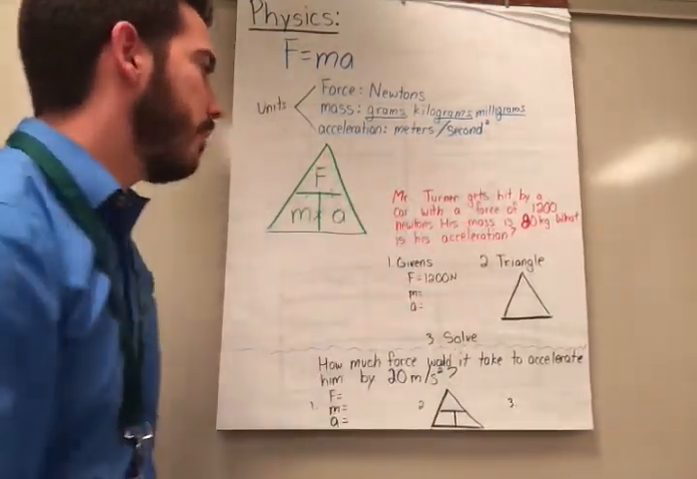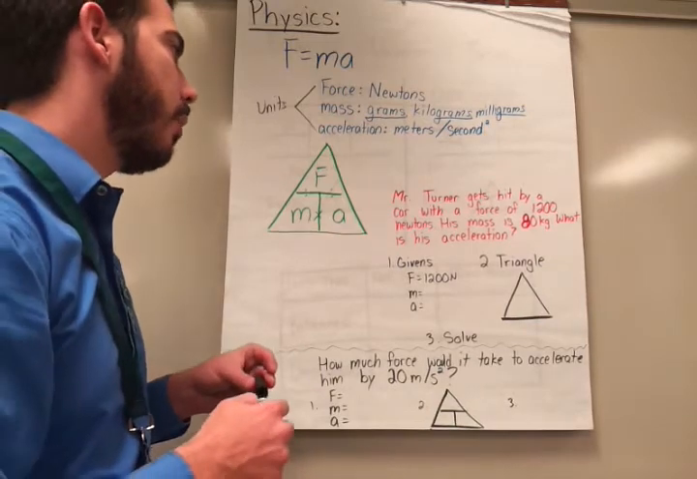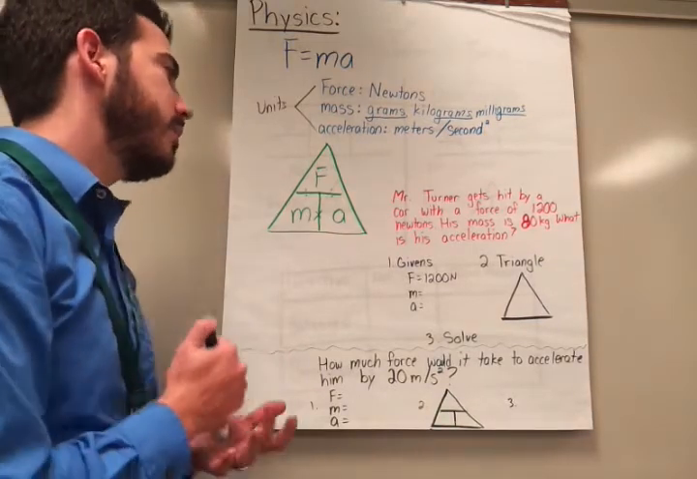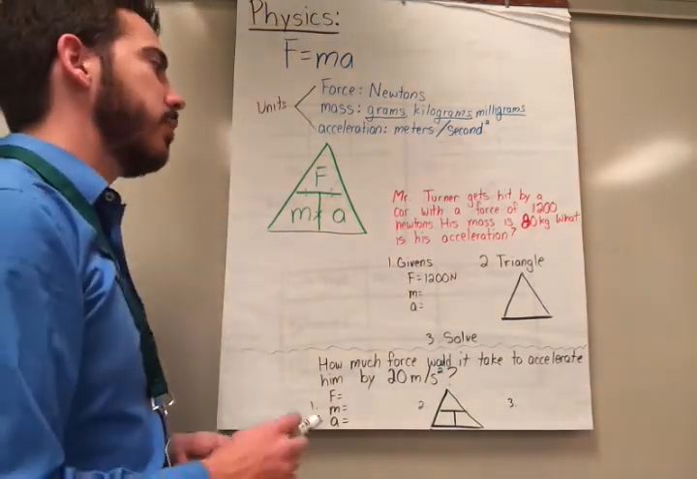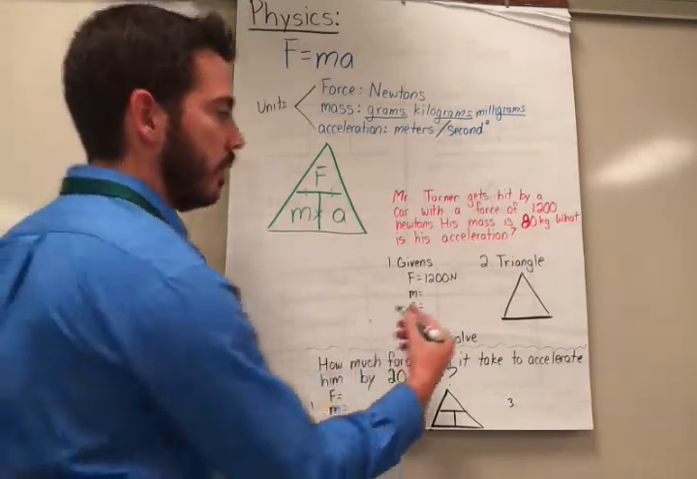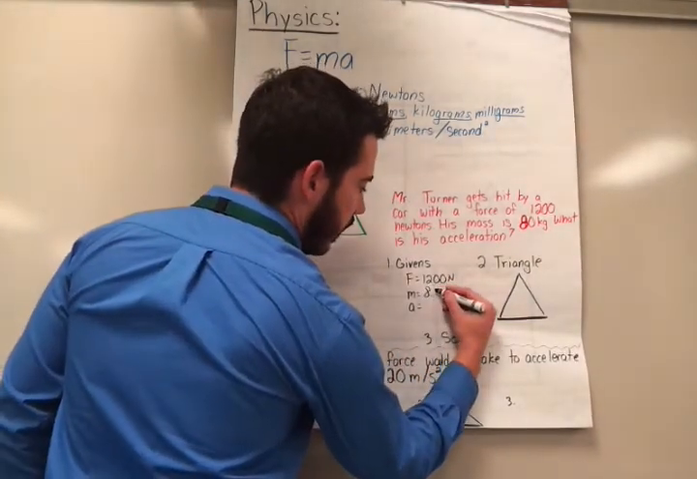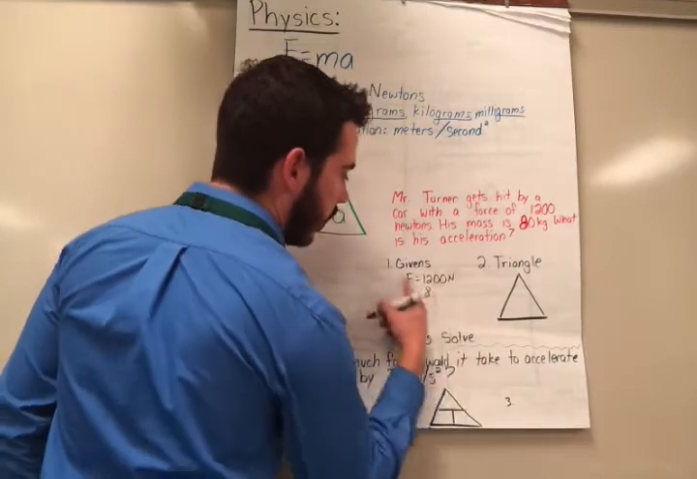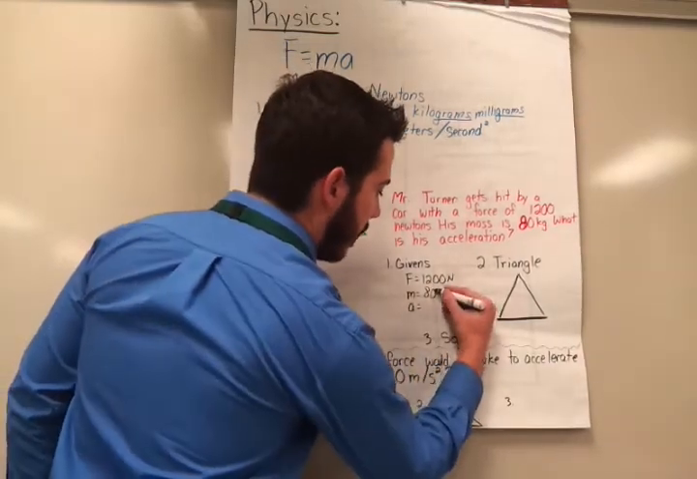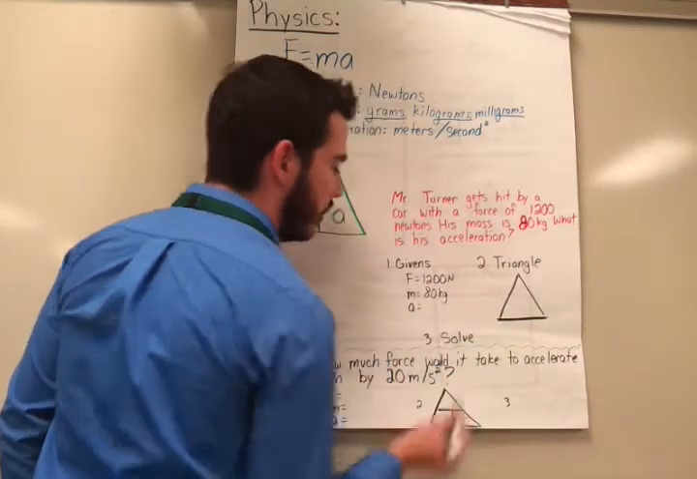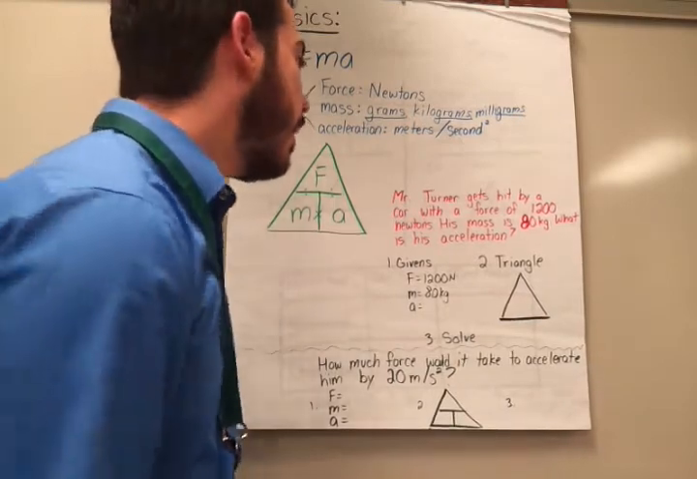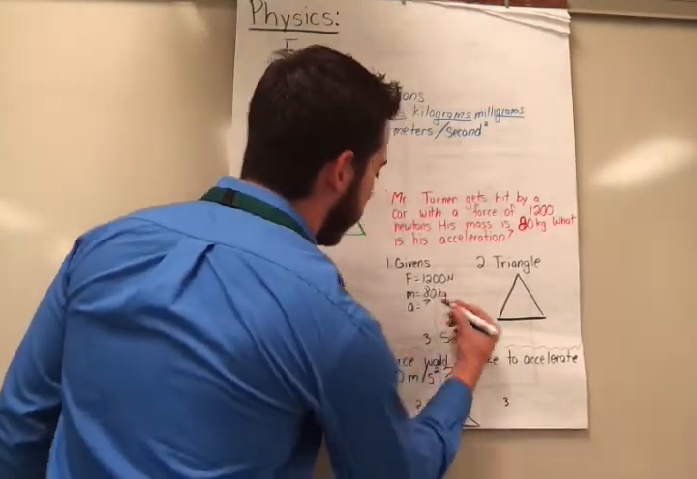Here's an example problem for you. Mr. Turner gets hit by a car with a force of 1,200 newtons. His mass is 80 kilograms. What is his acceleration? So we plug that number in. Force was 1,200. This is called our givens. My mass was 80 kilograms, which is a little bit more than what I actually am. And then the acceleration, we don't know.